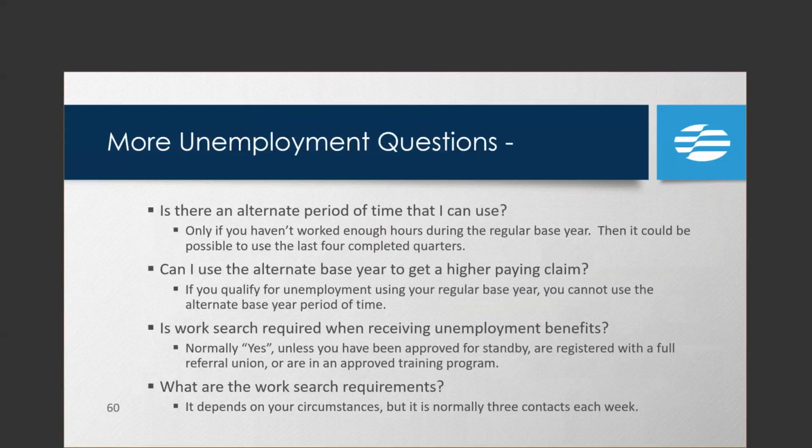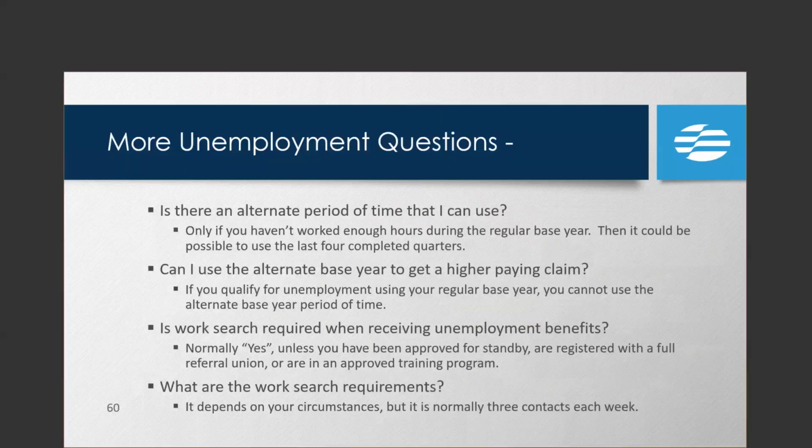Is there an alternate period of time that I can use? Only if you haven't worked enough hours during the regular base year. Then it could be possible to use the last 4 completed quarters. Can I use the alternate base year to get a higher paying claim? If you qualify for unemployment using your regular base year, you cannot use the alternate base year period of time.